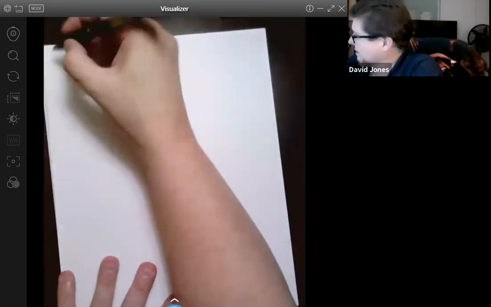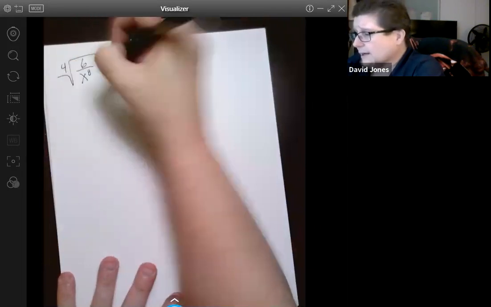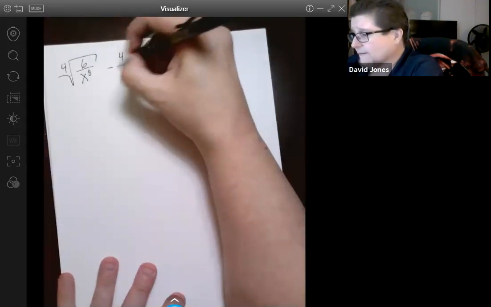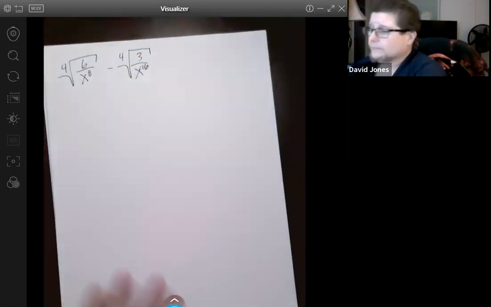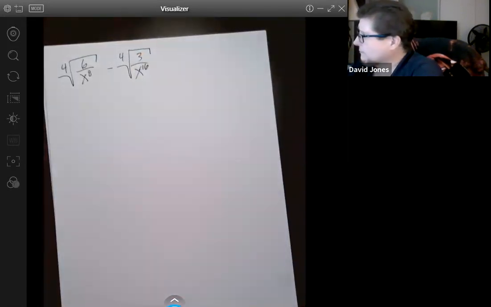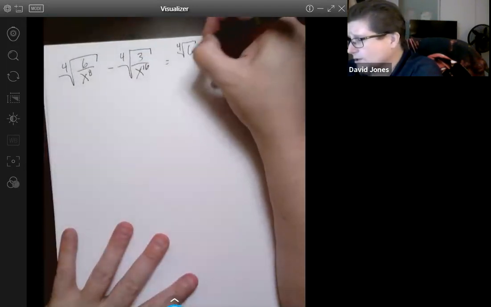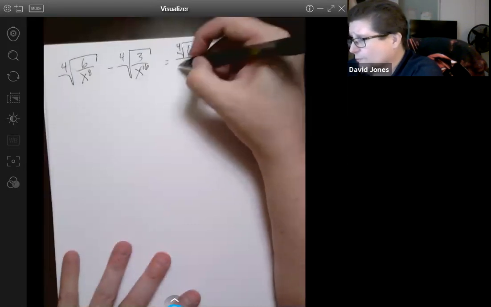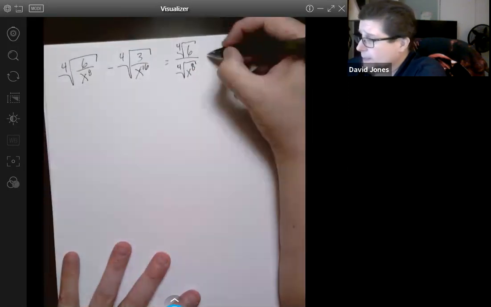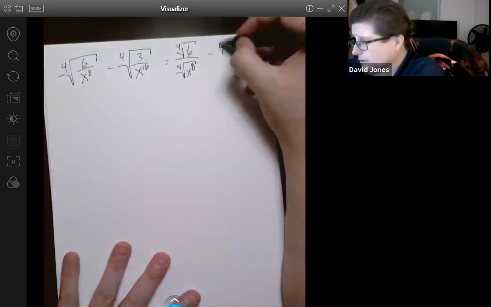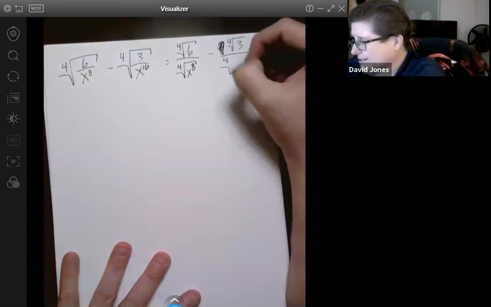Feels like it. Let's do the 4th root of 6 over x to the 8th minus the 4th root of 3 over x to the 16th. You should definitely break these up. The 4th root of 6 over the 4th root of x to the 8th minus the 4th root of 3 over the 4th root of x to the 16th.